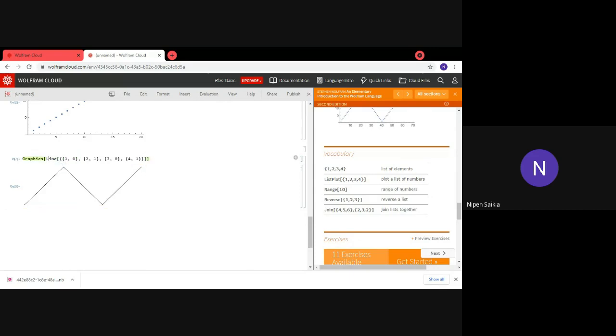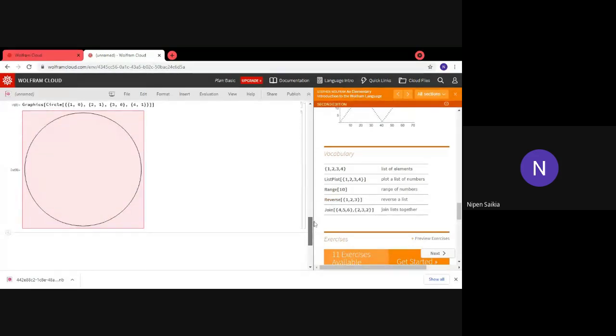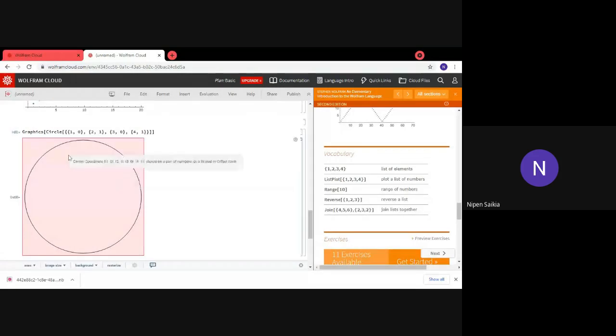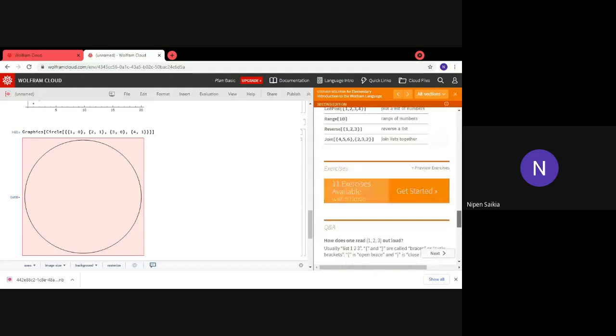If I try to draw a circle, suppose I want to draw a circle, what will I get? I just replace line by circle. So we'll get a circle like this. This command can be searched from Google also, or from the Mathematica help itself. So these are some of the graphical things. These are elementary things, but there are much higher ones.